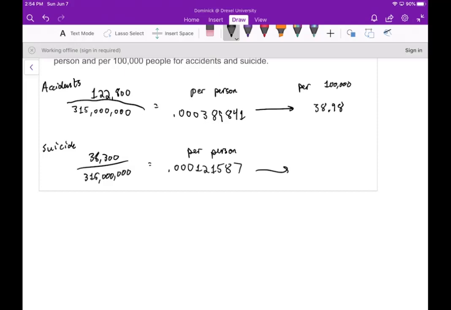So then, of course, per 100,000, we're going to get about 12.16. Right? So out of 100,000 people, you could expect 12 to die from suicide. All right, so that's sort of the idea here.